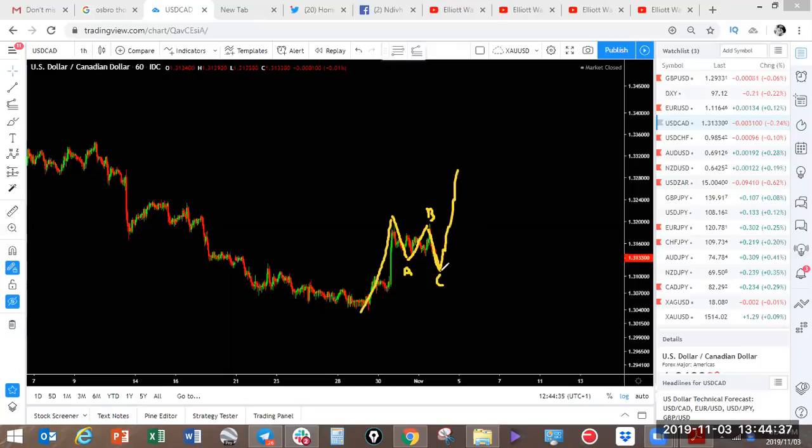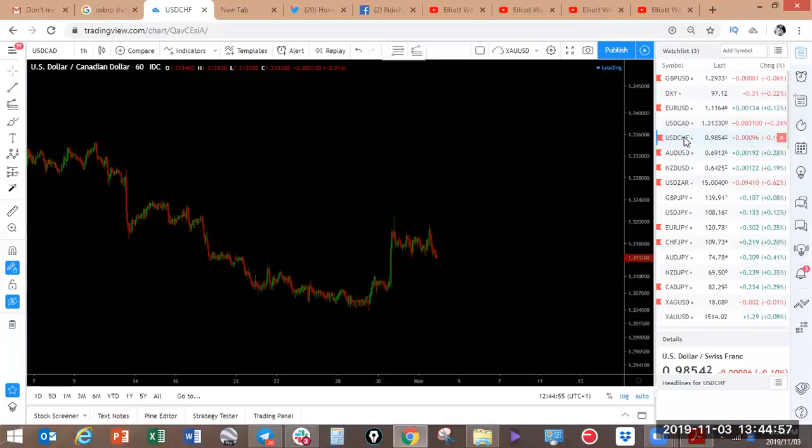Then we will have 3 up, 3 back, and 3 up. So let's track this and see how this goes here. No new trade until you get an impulsive move here like that. So that impulse does not even have to go all the way. If it does that and corrects here like that, you'll be looking for this. That is US dollar CAD. US dollar CHF.